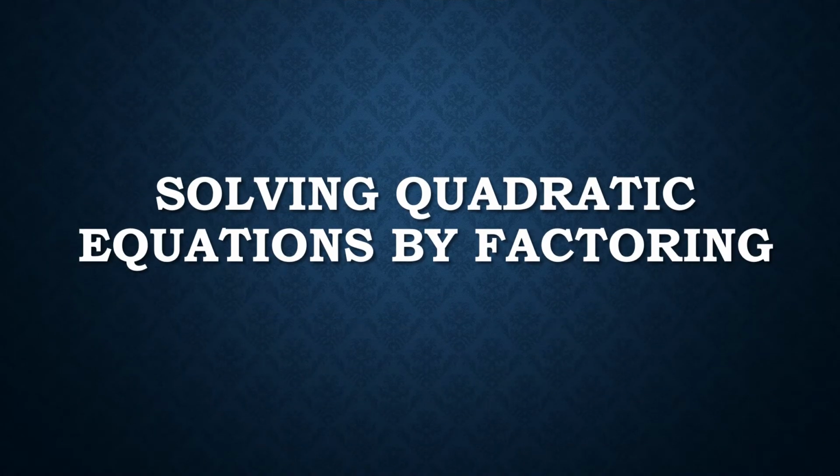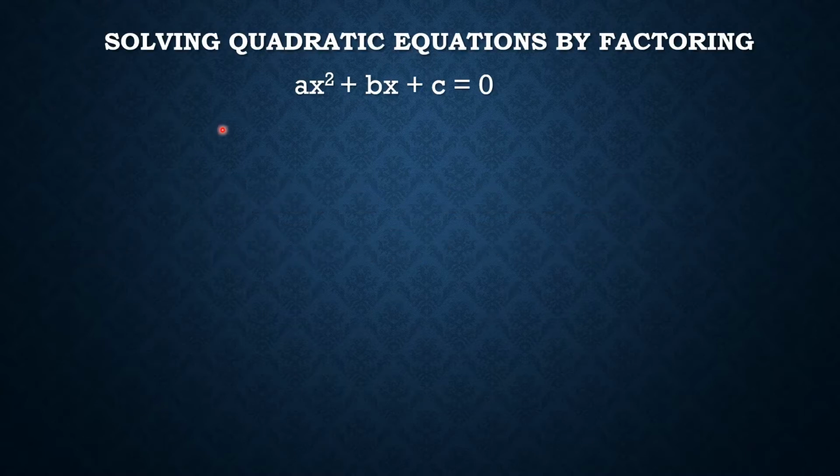So in this video, I'm going to show you how you can solve quadratic equations by factoring. Okay, remember that the standard form of the quadratic equation is given by ax squared plus bx plus c is equal to 0. Suppose that we have 2x squared minus 6x equals 0, and then we want to solve this quadratic equation by factoring.